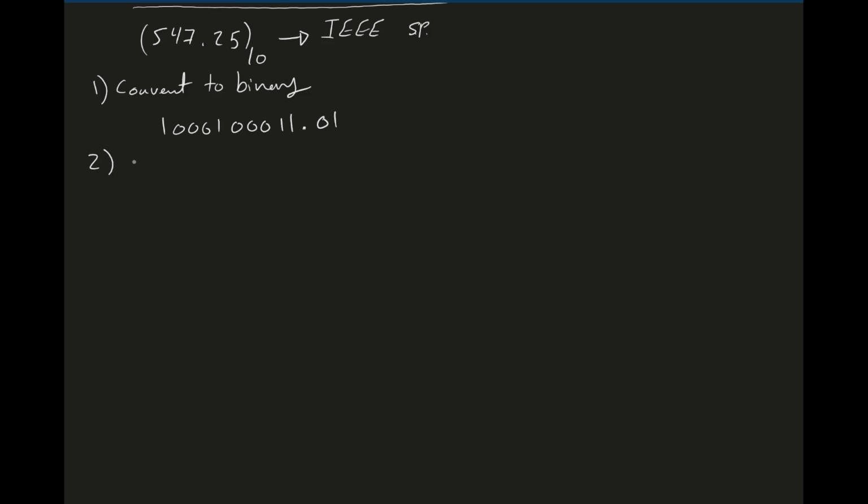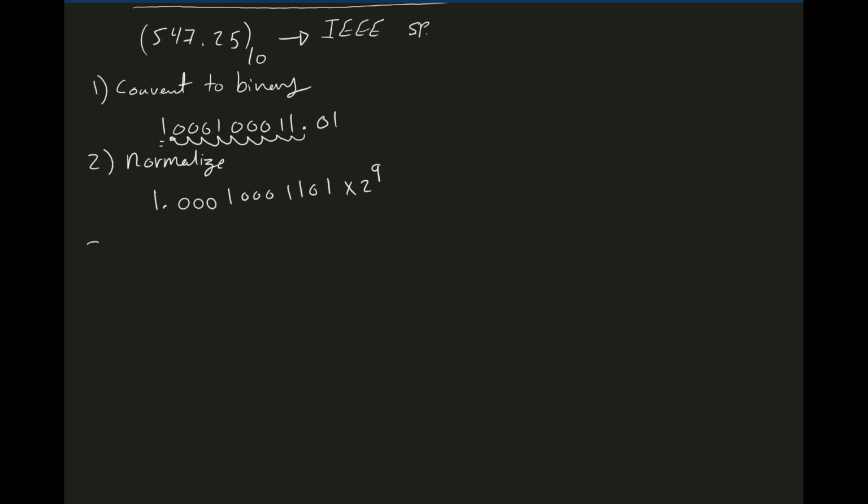Then I'm going to normalize the number, so I have to move this decimal point, or the radix, to the left until I have only one non-zero value to the left of it. So I have to move it 1, 2, 3, 4, 5, 6, 7, 8, 9 times. So this is 1.00010001101 times 2 to the power of 9.